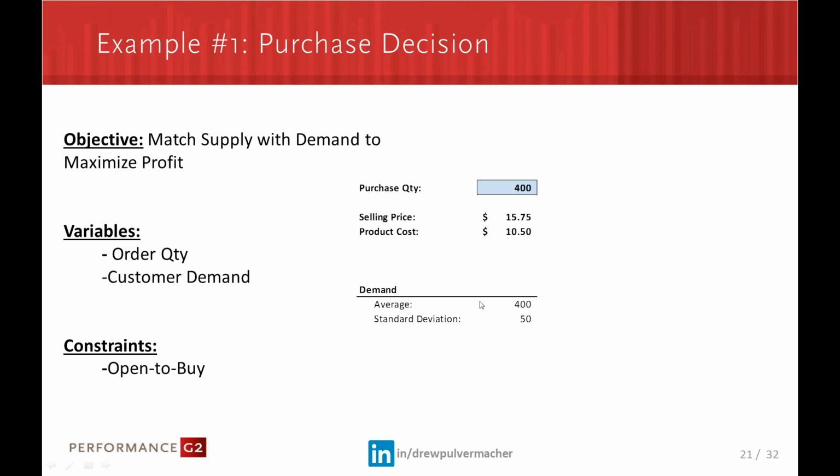Okay, fantastic. Demand: we have an average demand of 400, standard deviation 50. Most people say, okay, let's order 400 to match our average demand. From what we just discussed, this number right here is a little misleading. What does that look like?